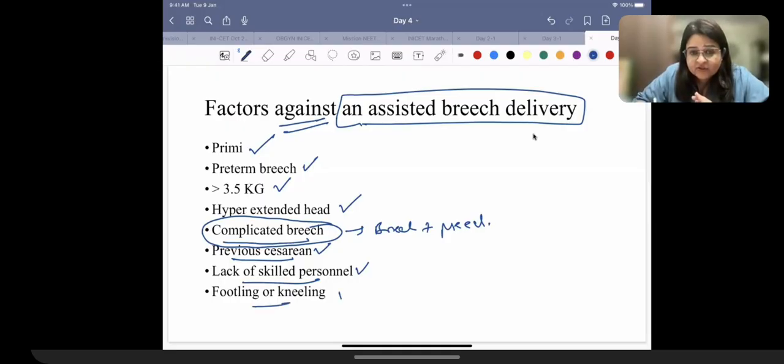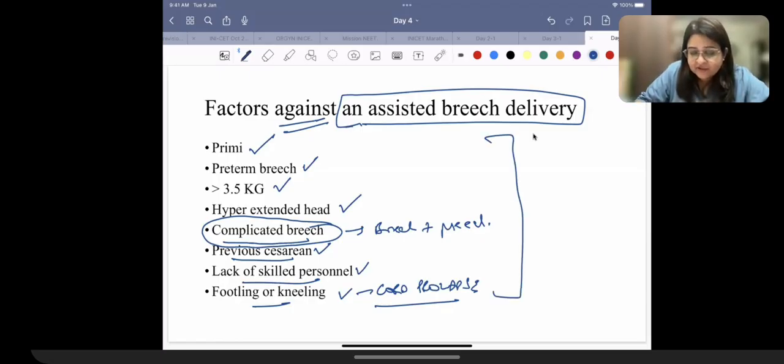Footling or kneeling because of the higher incidence of cord prolapse. ठीक है? So these are where you will want to do a cesarean section. You will prefer to do a cesarean section. Primary breech, complicated breech, preterm breech, big baby, don't know how to do a breech delivery, previous cesarean, and whether it is footling or kneeling.